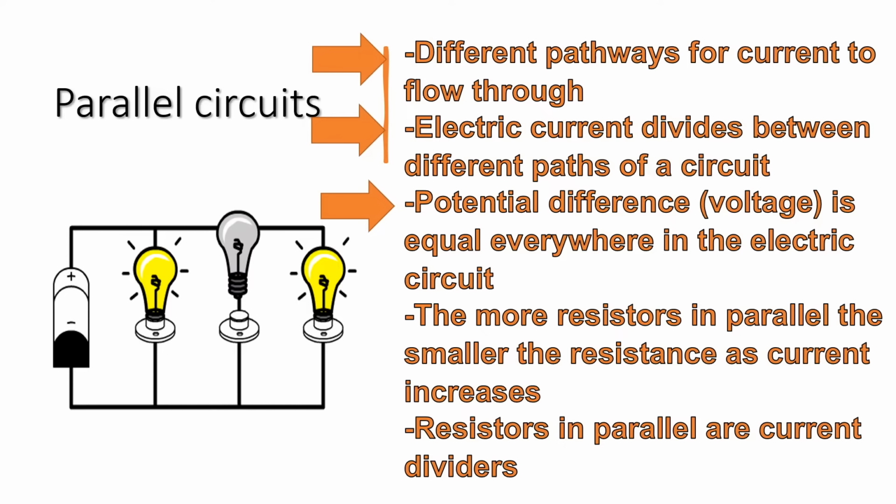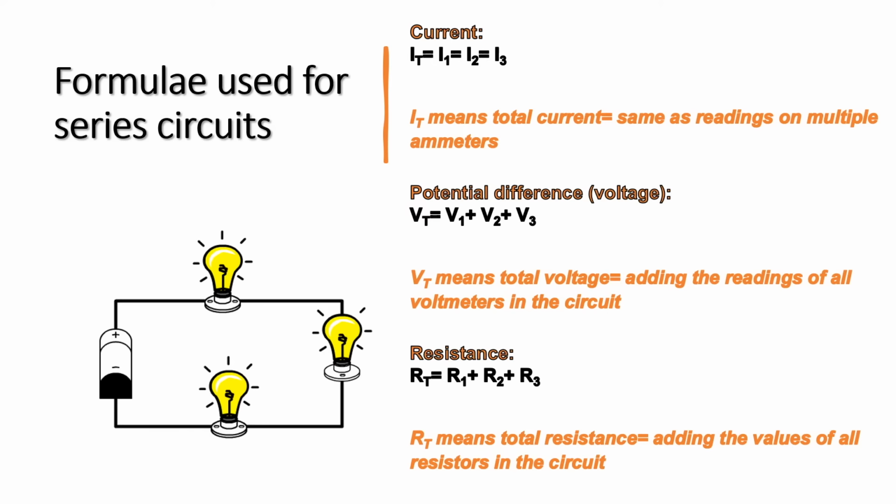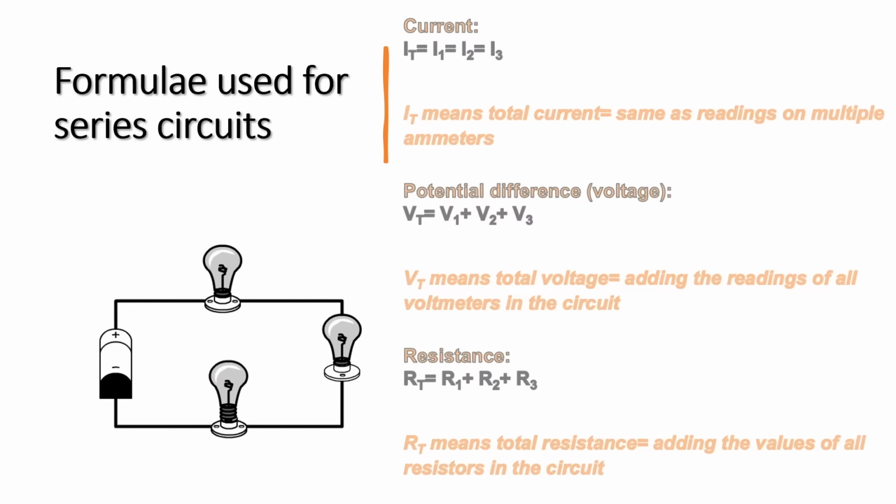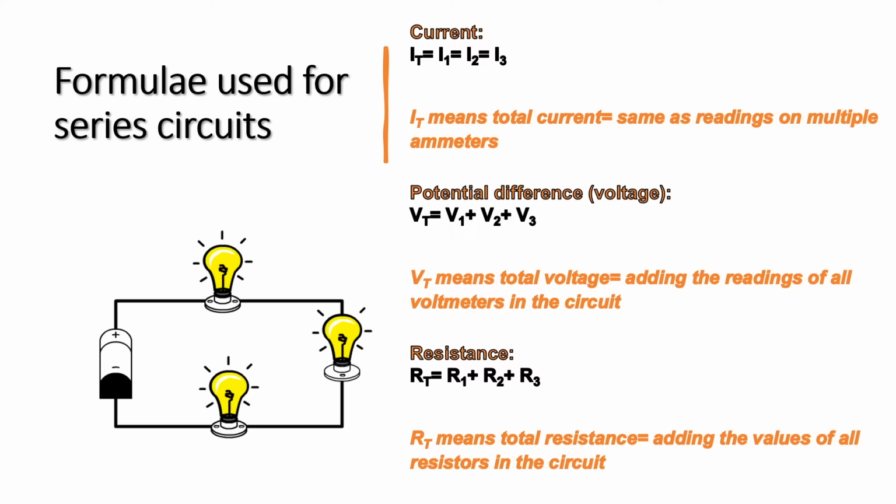The potential difference or the voltage in a parallel circuit is equal everywhere in the circuit, and the more resistors in parallel, the smaller the resistance as the current will increase. Lastly, because electric current divides at the different paths, resistors in parallel are known as current dividers. Now this is where we use the formulas for electric circuits, starting with series circuits.